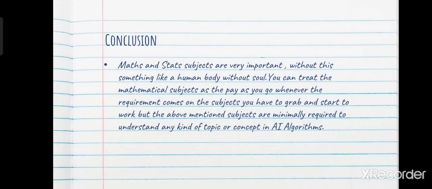Now it's time for the conclusion. Maths and stats subjects are very important. It is like a body without a soul. You can treat the mathematics subjects as pay-as-you-go: wherever the requirement comes up, you have to grab the subject and start to work. But the above mentioned subjects are minimally required to understand any kind of topic or concept in AI algorithms. As we have seen, the many subjects of mathematics used in AI are a minor part of a complex problem of AI. So we need to make sure that we are very much aware of the basic concepts to understand AI.